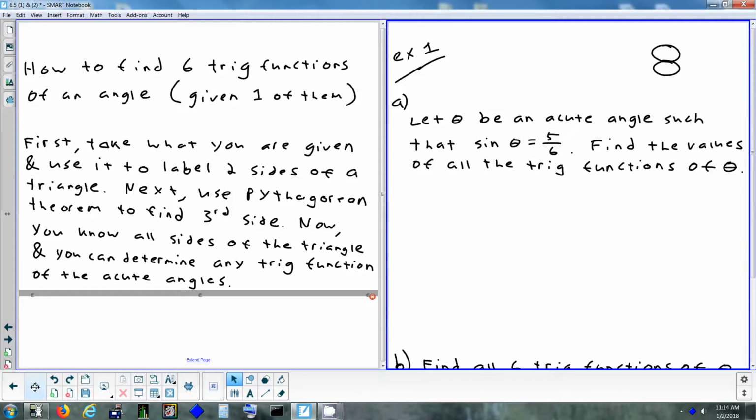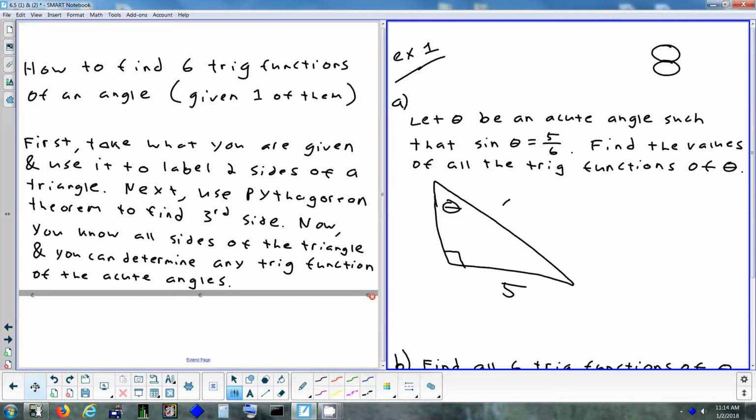Okay, so we're going to set up a diagram with what she just said. Draw a triangle, make the opposite side 5, make the hypotenuse 6. It doesn't matter where you put the angle. Put it at the top, put it on the right. It doesn't make a difference. Just put it somewhere. If I put it at the top, Calvin, where is the opposite side? The bottom. Opposite, hypotenuse.